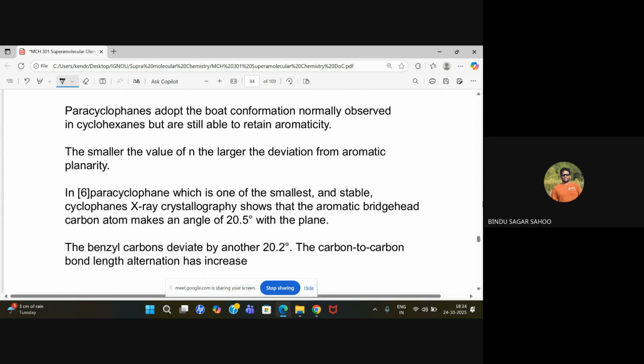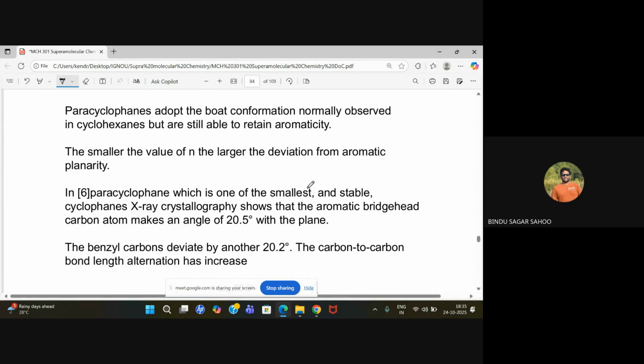Okay, so particularly the paracyclophanes can adopt the boat conformation, which is normally very unstable in cyclohexane rings. But here they can still maintain aromaticity in the boat conformation. Generally, benzene in boat conformation is a very highly unstable form. But paracyclophanes can adopt the boat conformation and they can also retain their aromaticity.